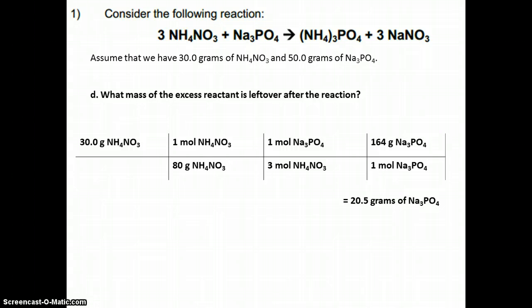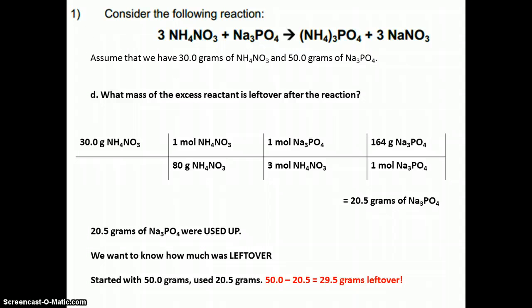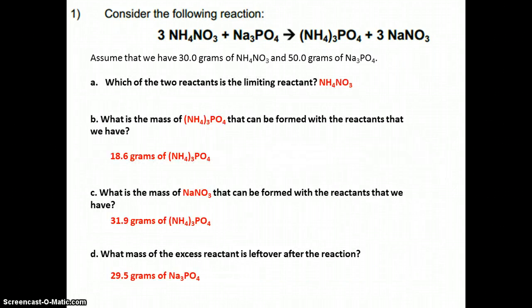No. Don't get too excited because you got through the conversion chart. We actually want to know how much we have left over. 20.5 grams is how much we used. So if we want to find out what's left over, we take what we started with, 50 grams, and we subtract what we used, 20.5, and we get leftovers, 29.5 grams of sodium phosphate left over. So these 4 questions are the types that I can ask you on this test.